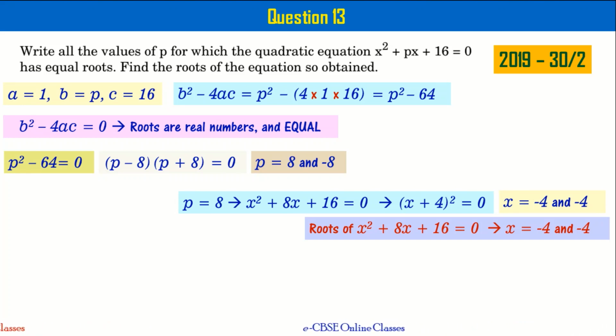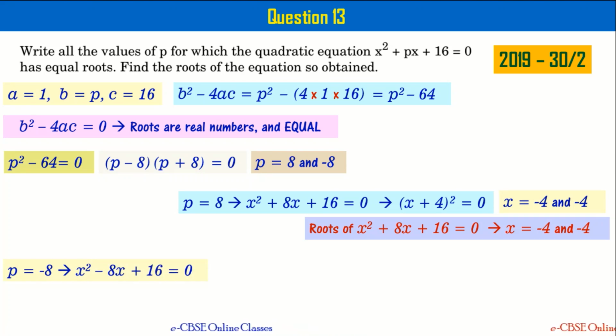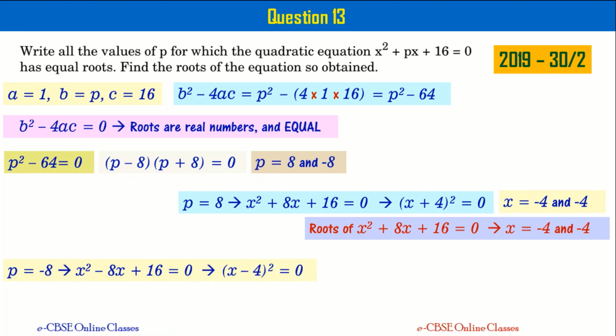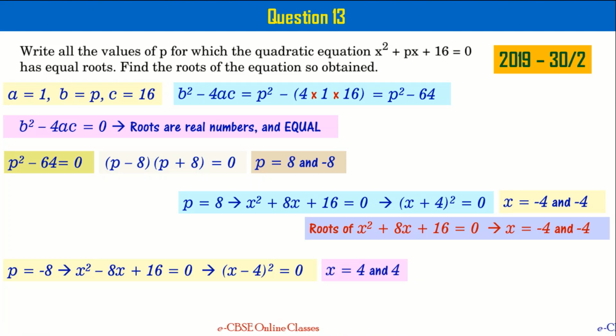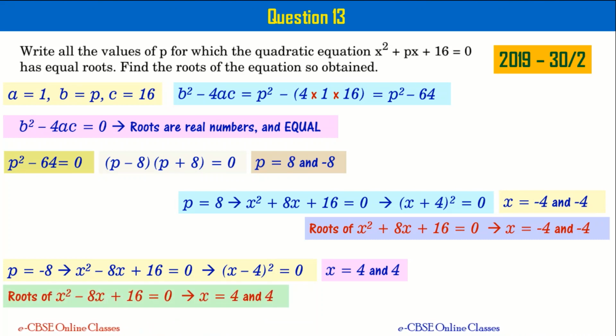If you take minus 8 for p, then the equation becomes x square minus 8x plus 16 equal to 0. This can be written as (x minus 4) whole square equal to 0. It means x equal to 4 and 4 are the solutions for this particular equation. It means the roots of x square minus 8x plus 16 equal to 0 are x equal to 4 and 4. This is what we are asked to find.